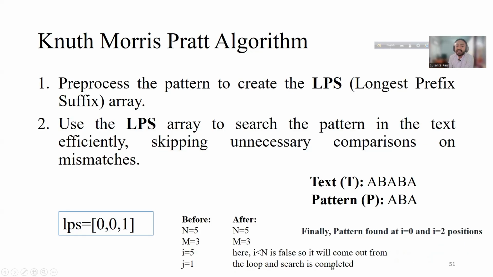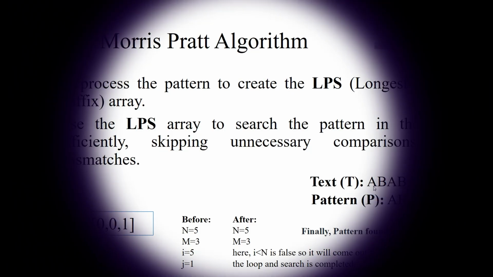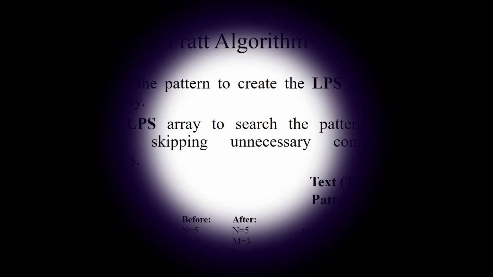Now, since i is equal to 5 and the loop condition i less than n is false because i and n are equal, it will come out of the loop and the search is completed. So finally, we can say that the pattern is found at i equal to 0 and i equal to 2 positions. So we see that in the KMP algorithm, it will not check every position of the text T. But in the naive algorithm, it did.